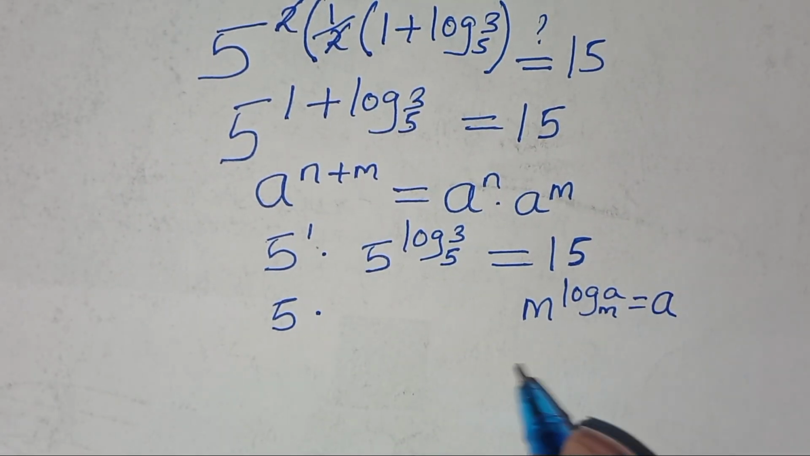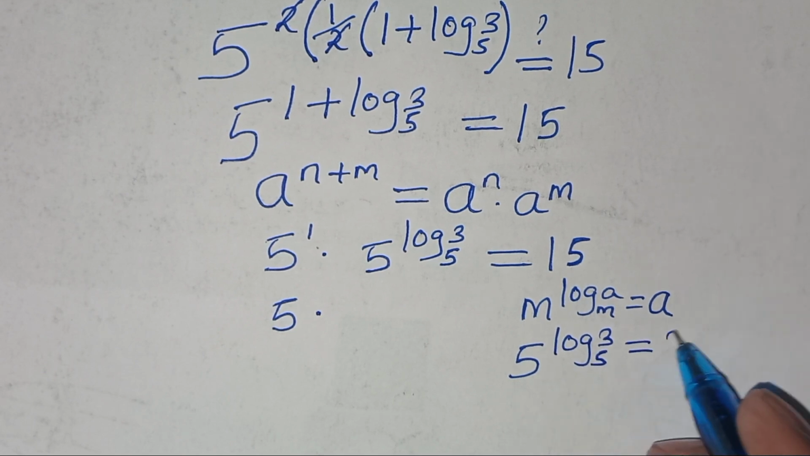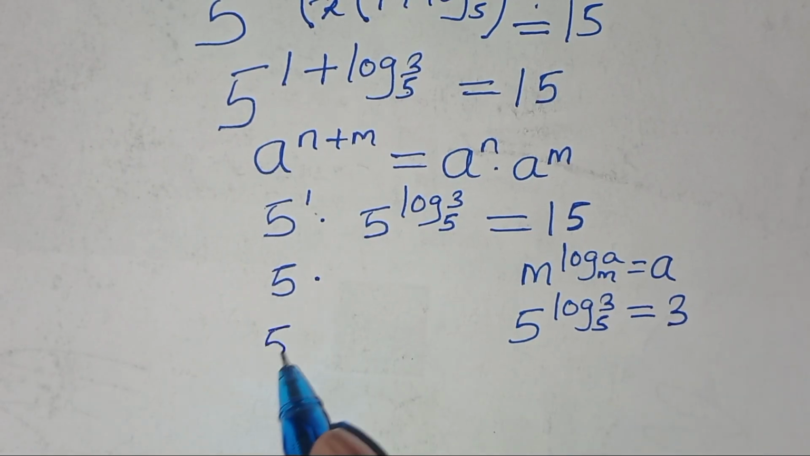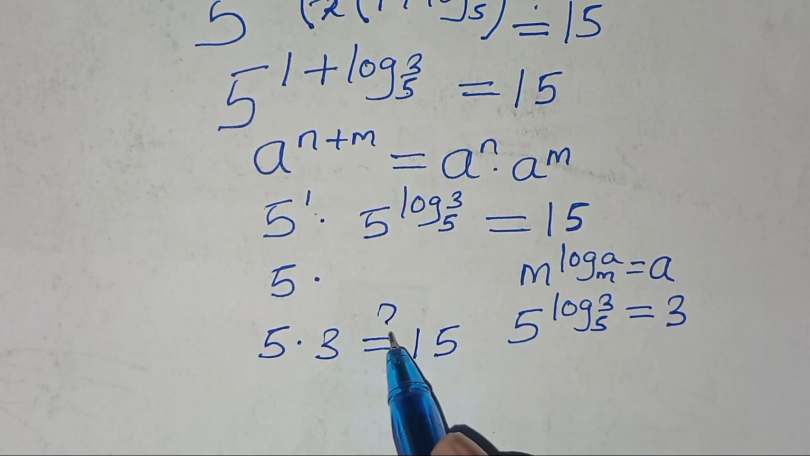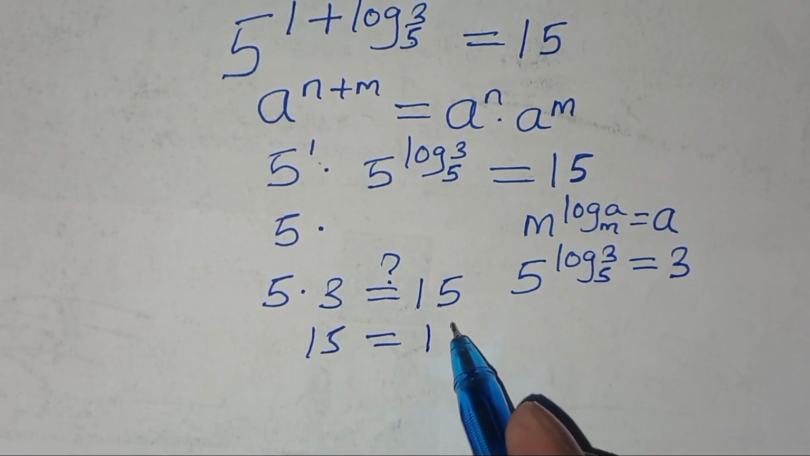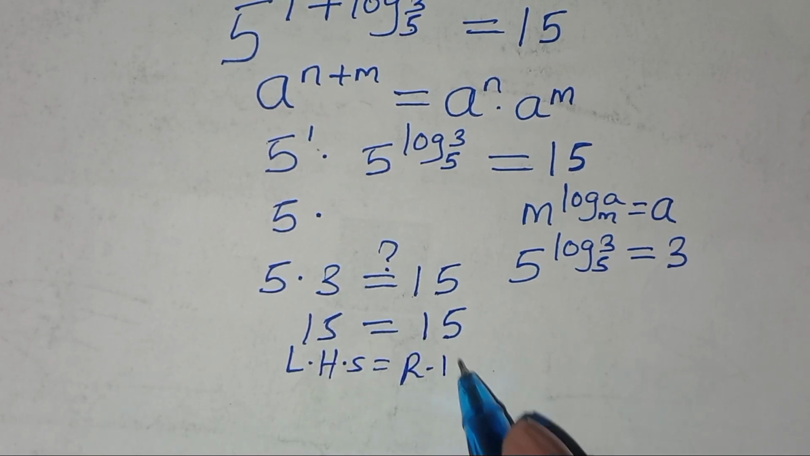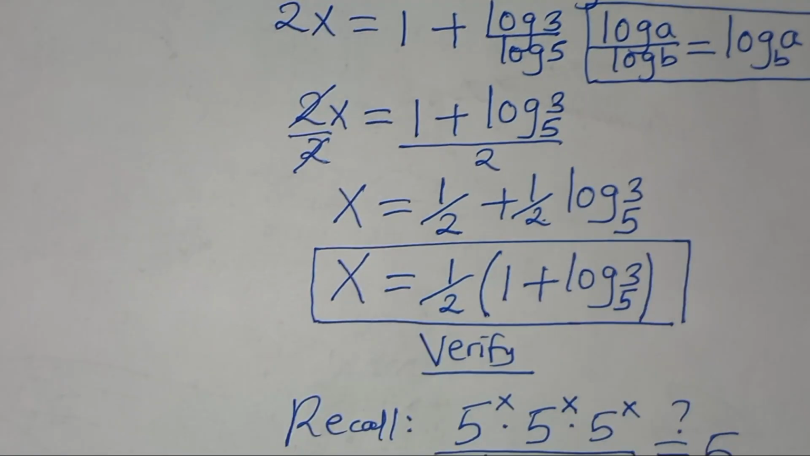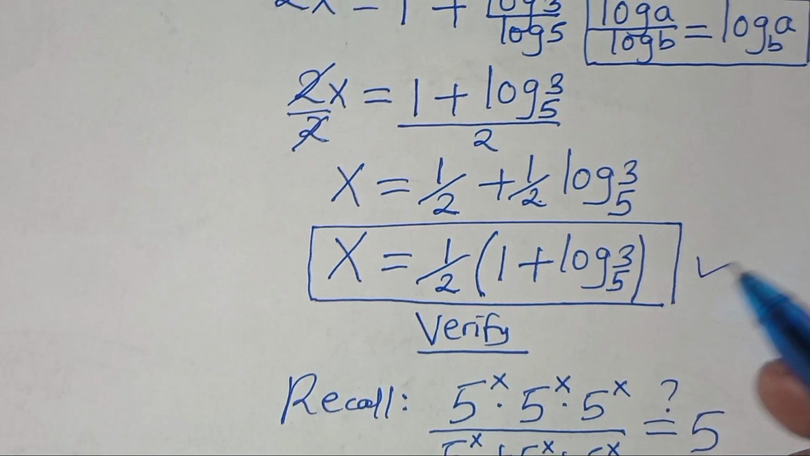Applying this logarithm property, 5 to the power log 3 to base 5 essentially gives us a value of 3. Let's substitute this value of 3. So here we have 5 times 3, which is supposed to give us a value of 15. Let's check if this is true. 5 times 3 is 15, which is equal to 15. So the left hand side is equal to the right hand side. And that implies that the value of x, which is equal to a half into the bracket 1 plus log 3 to base 5, actually satisfies the equation.